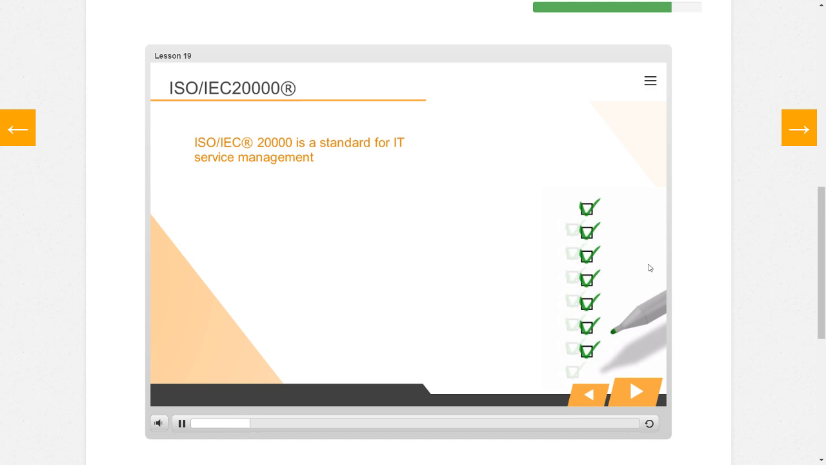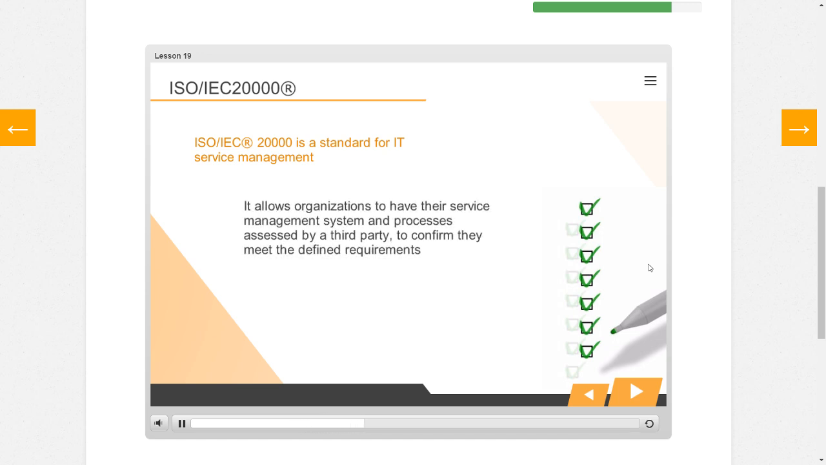ISO IEC 20000 is a standard for IT service management. It allows organizations to have their service management system and processes assessed by a third party to confirm they meet the defined requirements. Achieving the standard can be a competitive advantage, as some public sector tenders require service providers to hold certification.